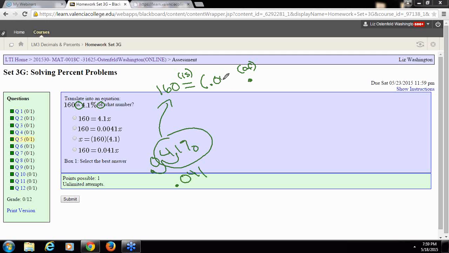So 0.041 of, multiply, and the phrase what number, whenever you see something that you don't know yet, you give it a variable.